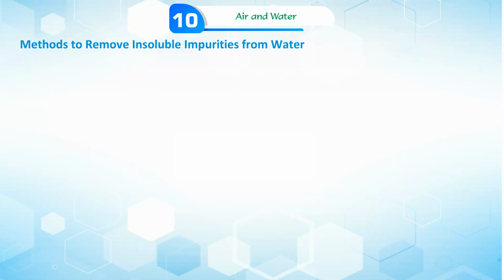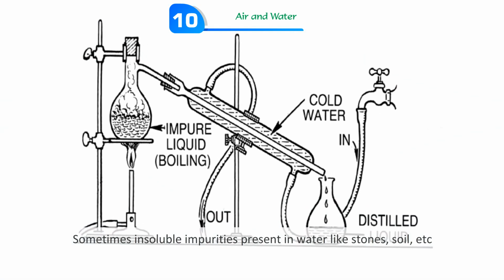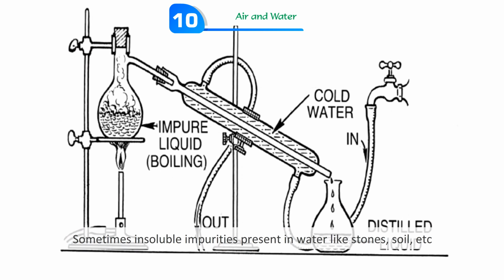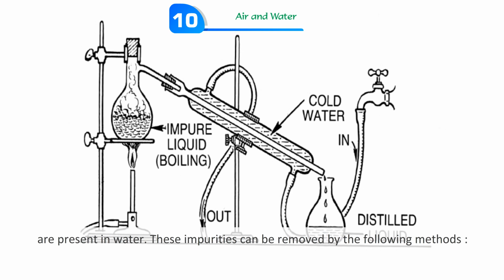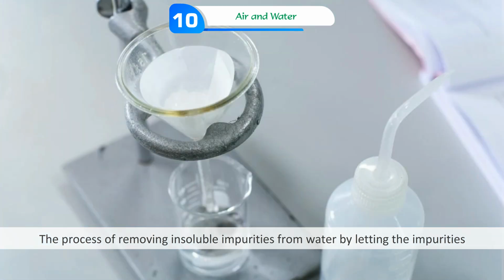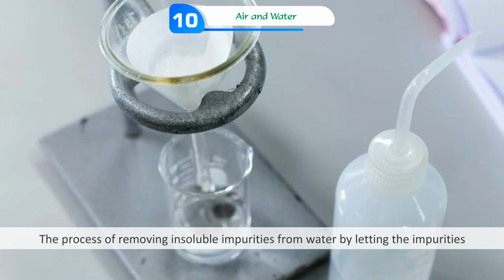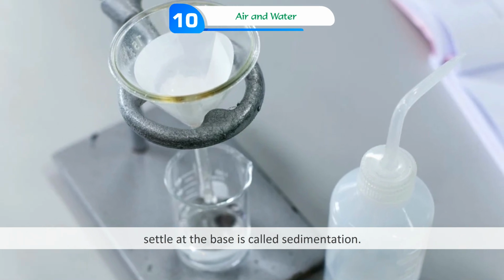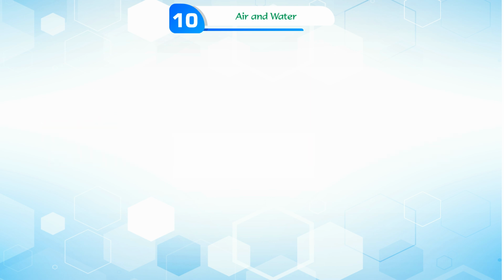Methods to remove insoluble impurities from water. Sometimes insoluble impurities like stones, sand, etc. are present in water. These impurities can be removed by the following methods. Sedimentation. The process of removing insoluble impurities from water by letting the impurities settle at the base is called sedimentation. Inside, water is a universal solvent because many substances can be dissolved in it.